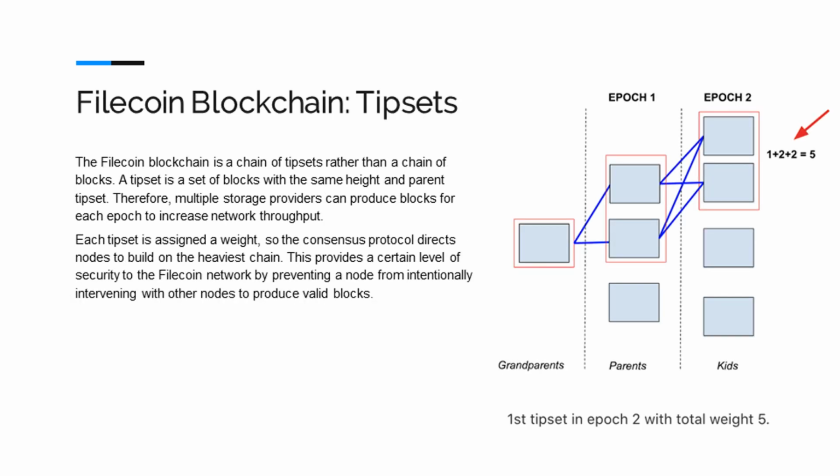The Filecoin blockchain is a chain of tipsets rather than a chain of blocks. A tipset is a set of blocks with the same height and parent tipset. Therefore, multiple storage providers can produce blocks for each epoch to increase network throughput. Each tipset is assigned a weight, so the consensus protocol directs nodes to build on the heaviest chain. This provides a certain level of security to the Filecoin network by preventing a node from intentionally interfering with other nodes to produce valid blocks.